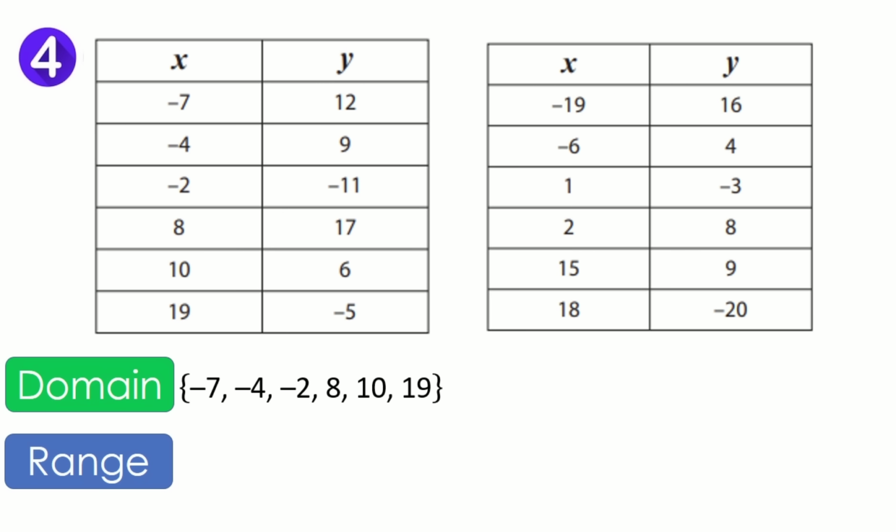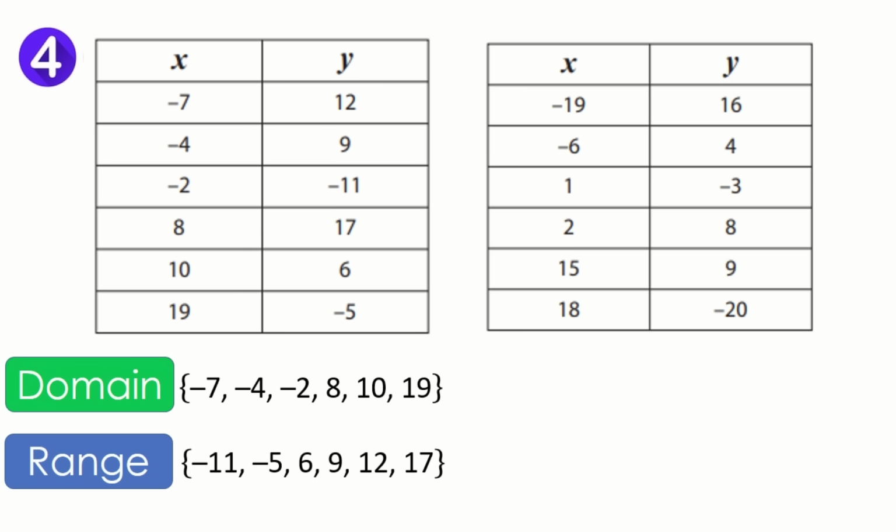-7, -4, 2, 8, 10, and 19. So ito yon. And then for the value of range, we have 12, 9, -11, 17, 6, and -5. So, kagaya ng sinabi ko kanina, so 9 muna natin. No? In ascending order, we represent your answer in ascending order. So, start tayo kay -11, -5, 6, 9, 12, and 17.